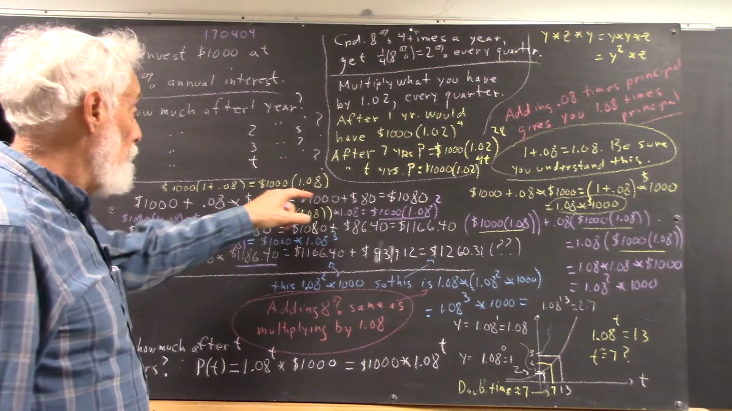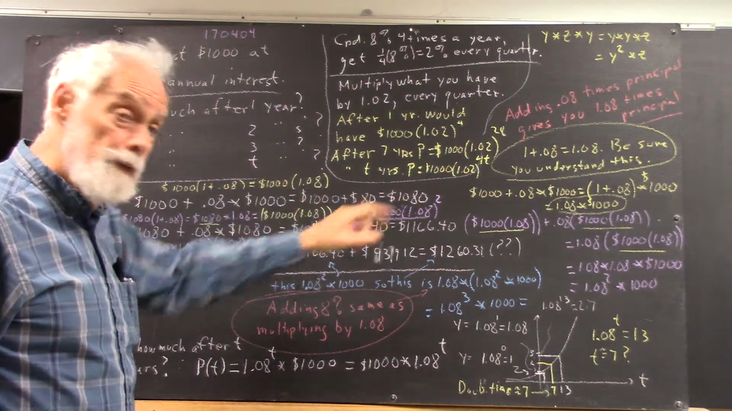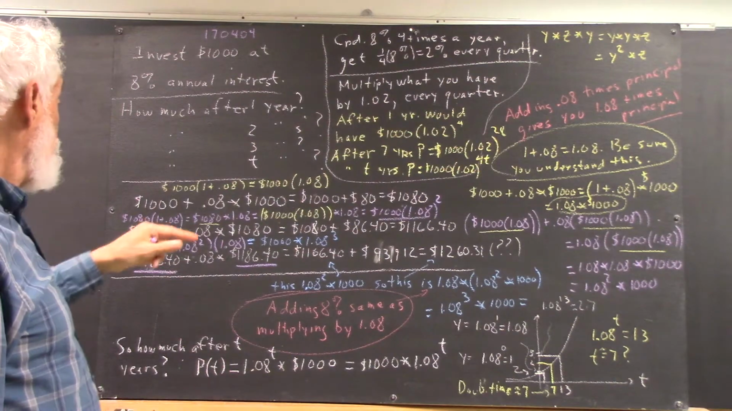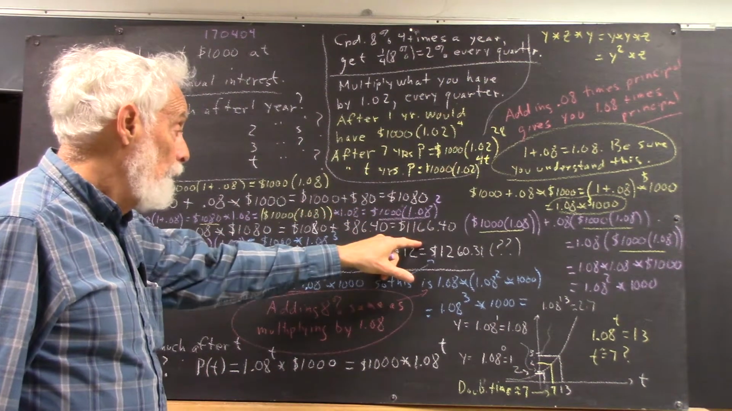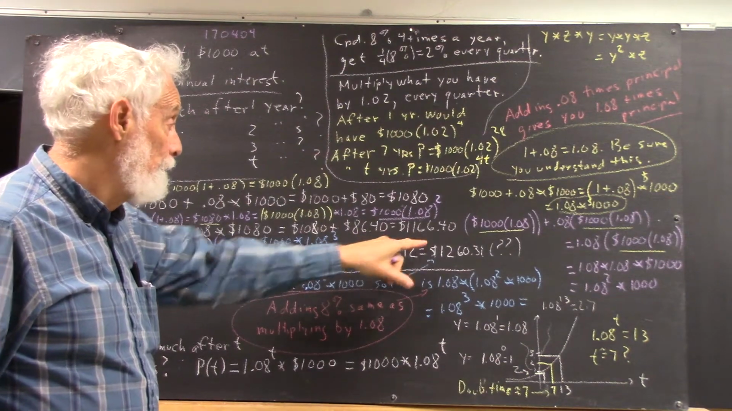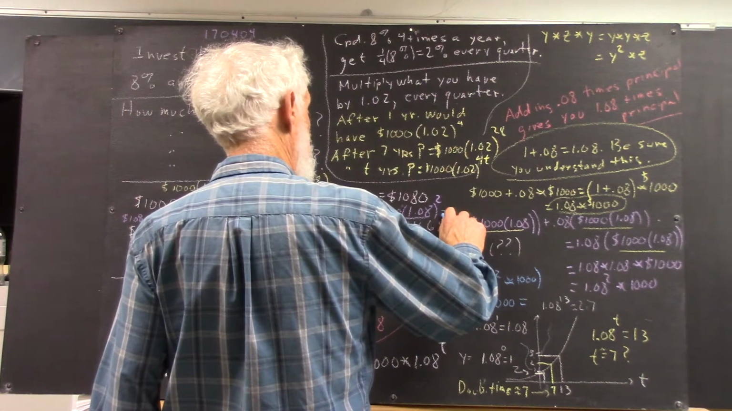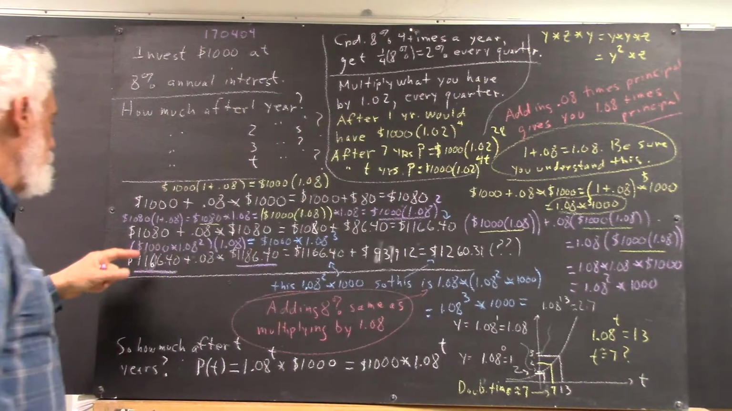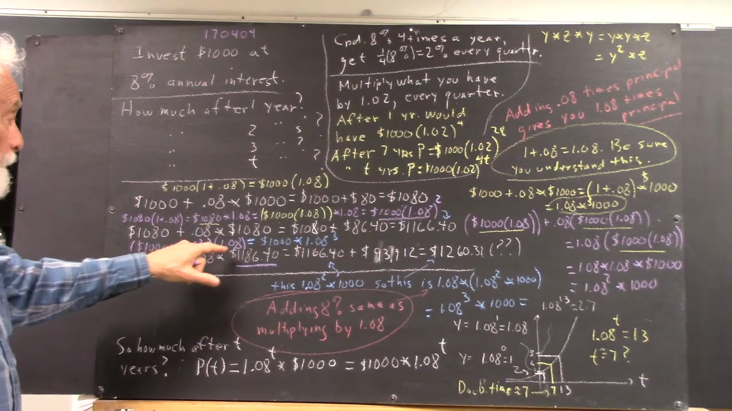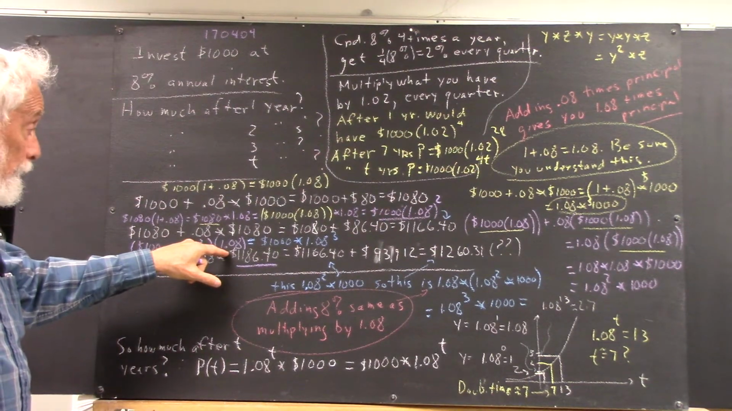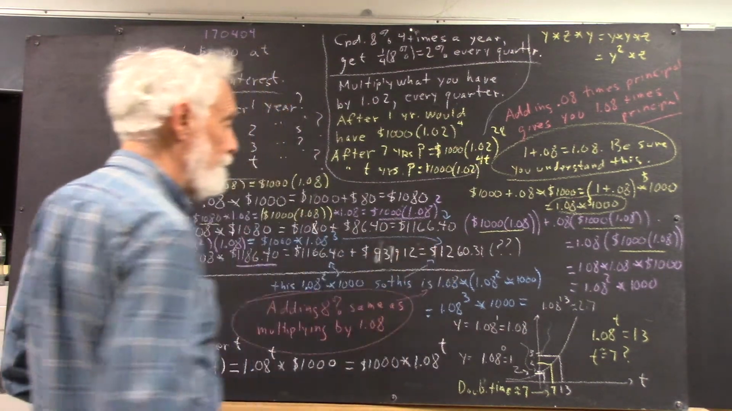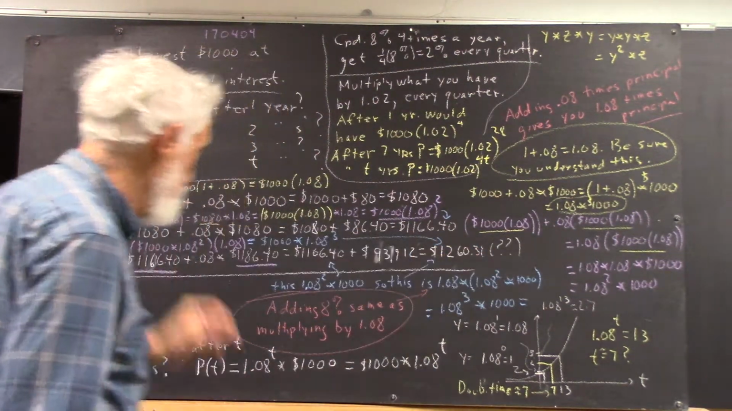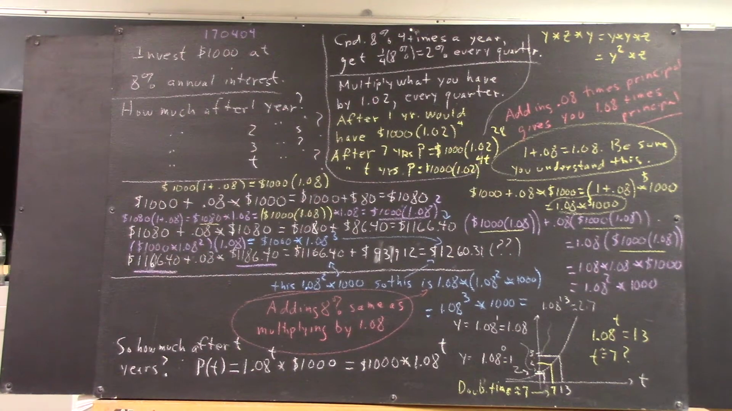And now the pattern ought to be very clear. We take 1,000 multiplied by 1.08, that's what we have after 1 year. We take 1,000 and multiply it by 1.08 squared, and that's what we have after 2 years. And that's this. And then we take that and multiply it by 1.08, and we get this, which is the amount we have after 3 years. Again, check my arithmetic on that. There's something wrong here. Okay? Not far wrong, but it's a little bit wrong.